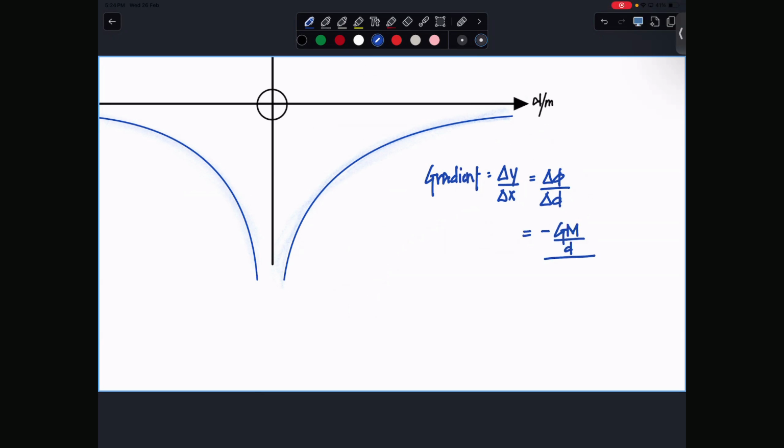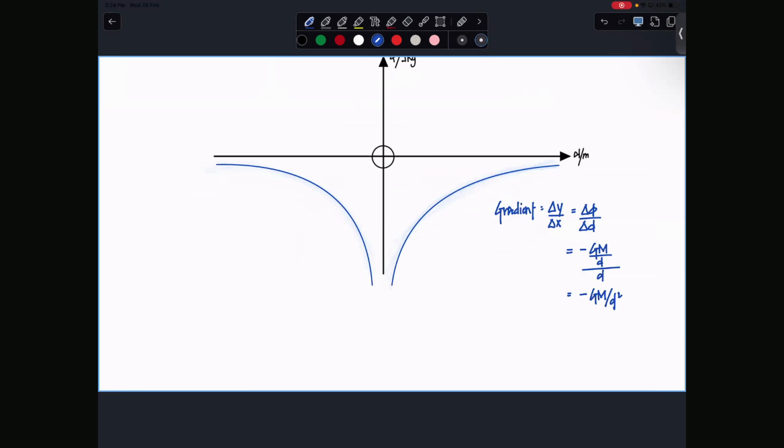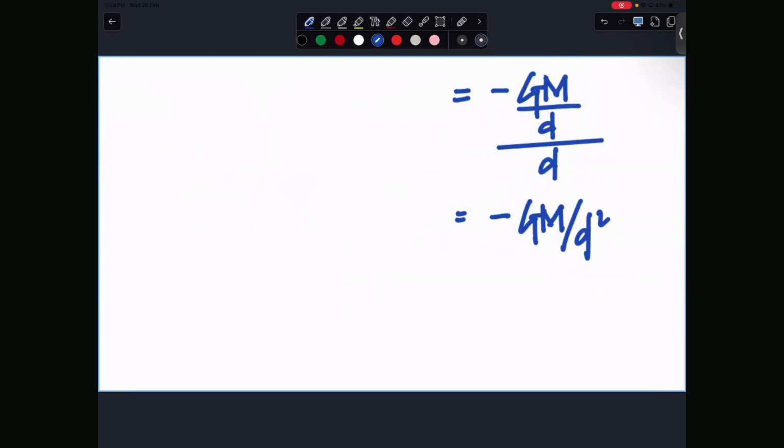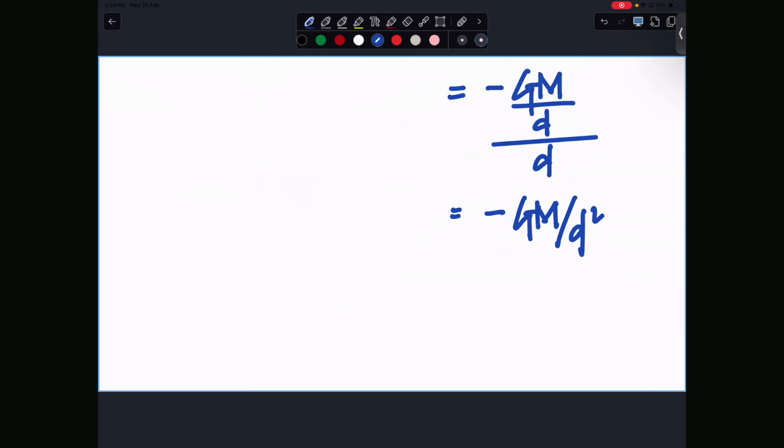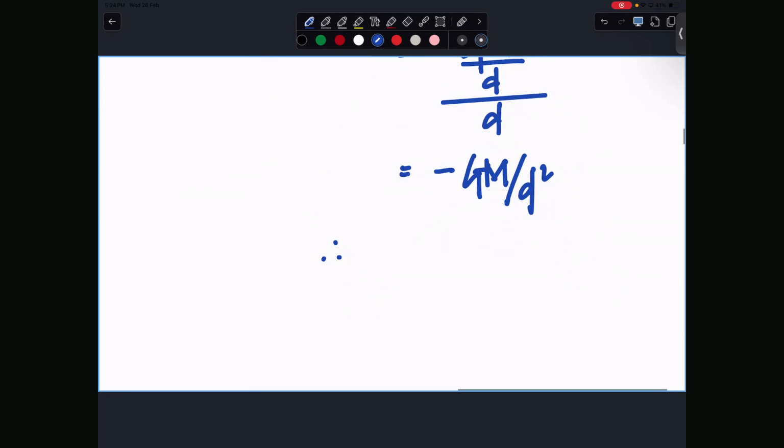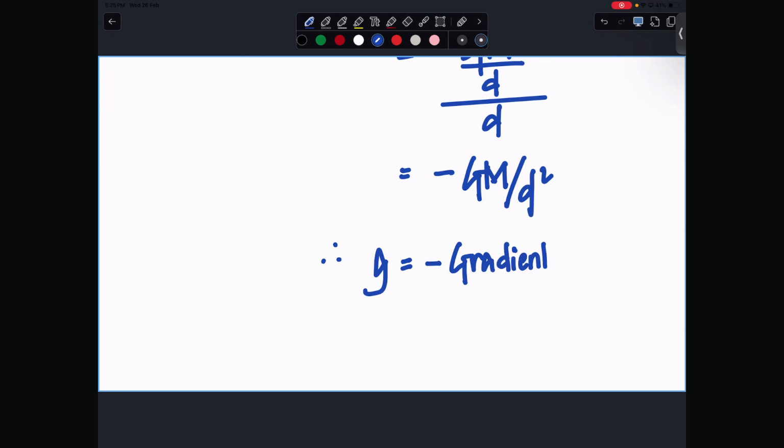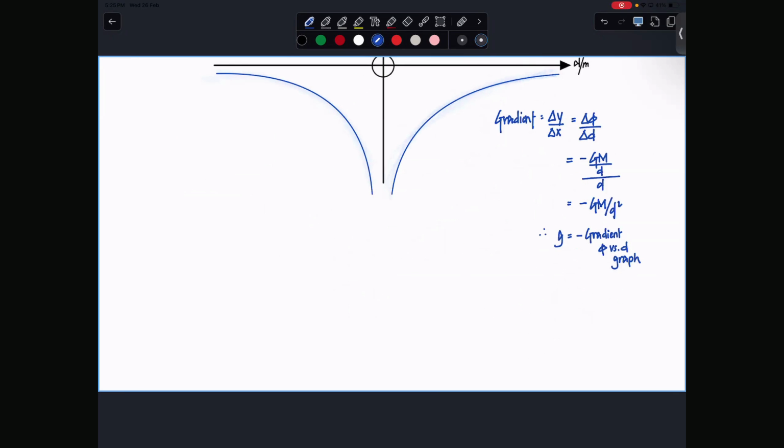What do you get here? Minus GM by d squared. What is that equation for? It's the gravitational field strength equation, but there's a negative sign here. So the gravitational field strength g is the negative gradient of the phi versus d graph. Does that make sense? Okay.